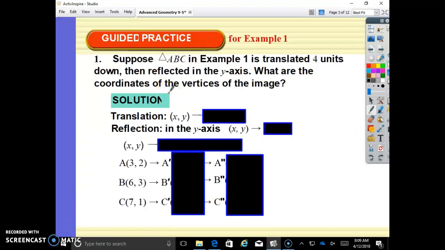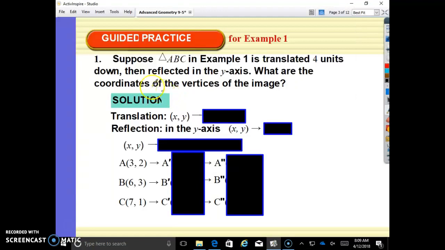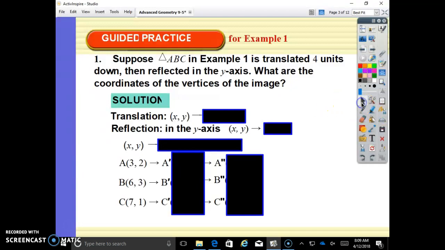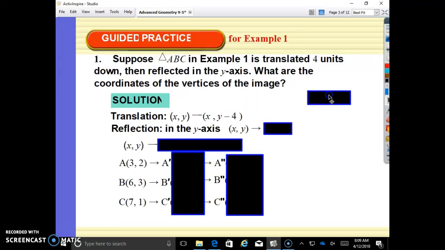Suppose triangle ABC in example 1 is translated 4 units down, then reflected in the y-axis. What are the coordinates of the vertices of the image? So you can do this through graphing, but that takes extra time. Let's just think. If I'm simply translating it 4 units down, that's only affecting my y. My x stays the same, and then y minus 4. So I'm applying this rule first. Then I'm going to reflect in the y-axis.